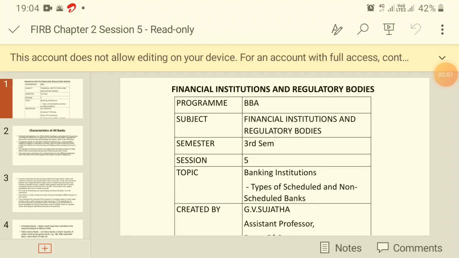Welcome back, dear students. We are learning about the second chapter, banking institutions. In this session 5, we are going to learn much more details about types of scheduled and non-scheduled banks by learning about their characteristic features and the need for creating new banks.